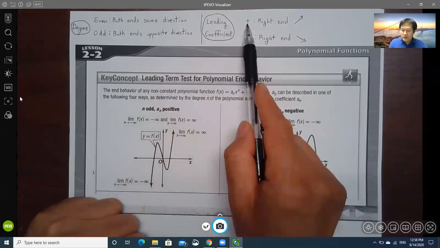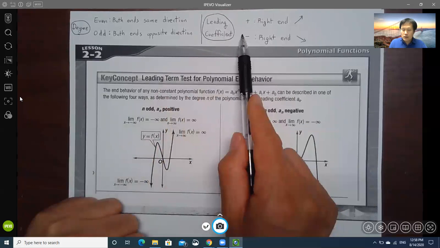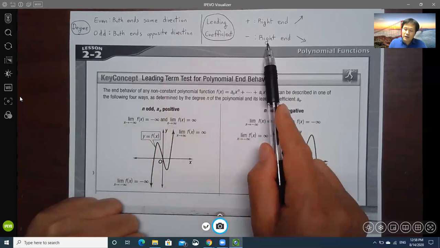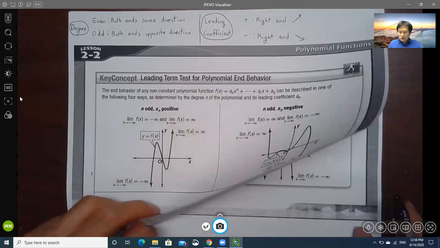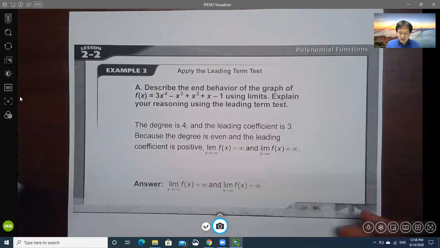Leading coefficient positive means right hand goes up. Leading coefficient negative means right hand goes down. So we did this in last class.